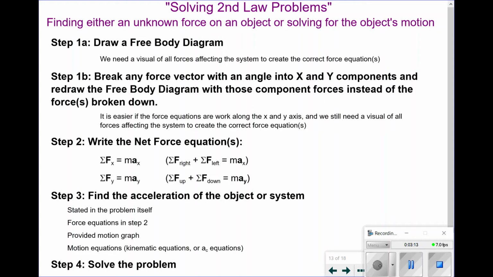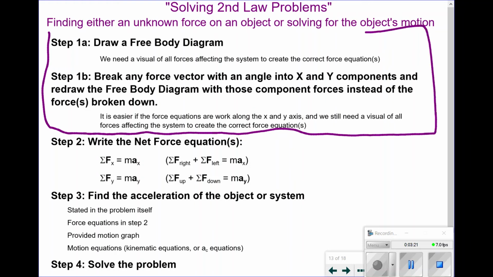So just like in equilibrium, my very first step is going to give me a visual of what is going on. So I'm going to draw a free body diagram where I'm going to have all the forces acting on this object. If necessary, I will take forces that are at an angle with my XY axes and break them up into components. Again, for the same reason as with equilibrium, it will just make my math easier to work with.